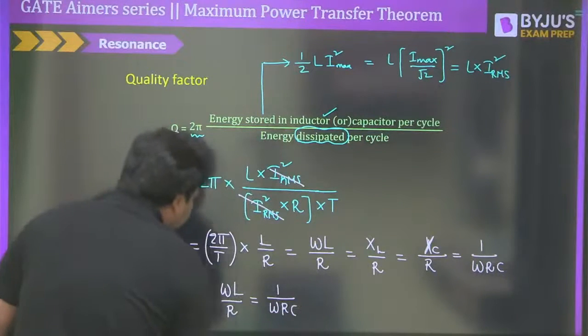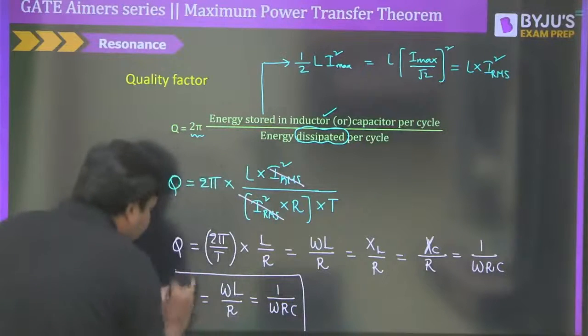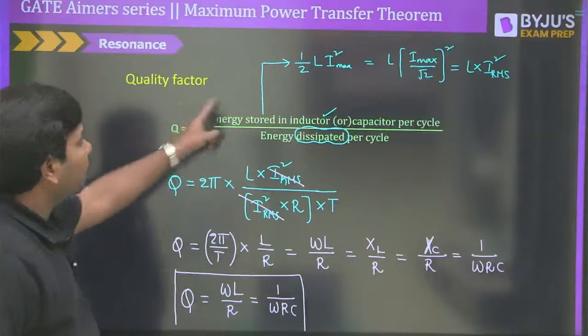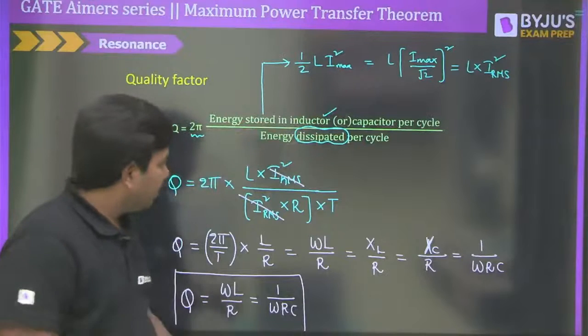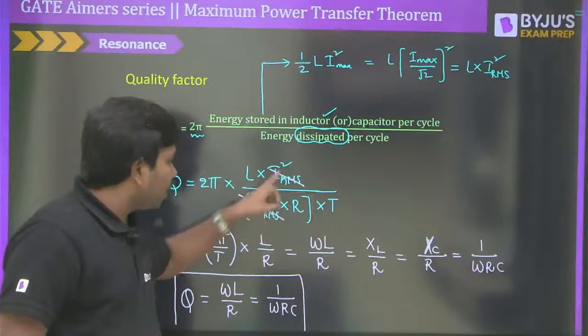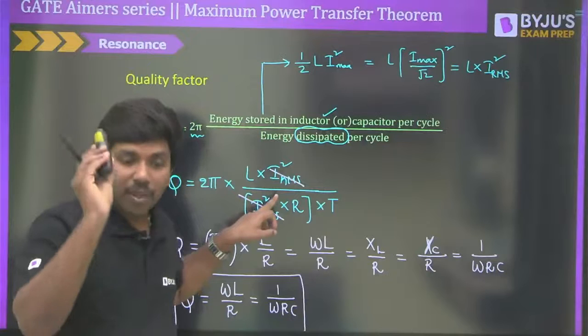And this quality factor formula is valid in a series resonance circuit, as we are taking the current as a reference, that means in the numerator and denominator only the current should get cancelled, because current is the only thing that is the same here.